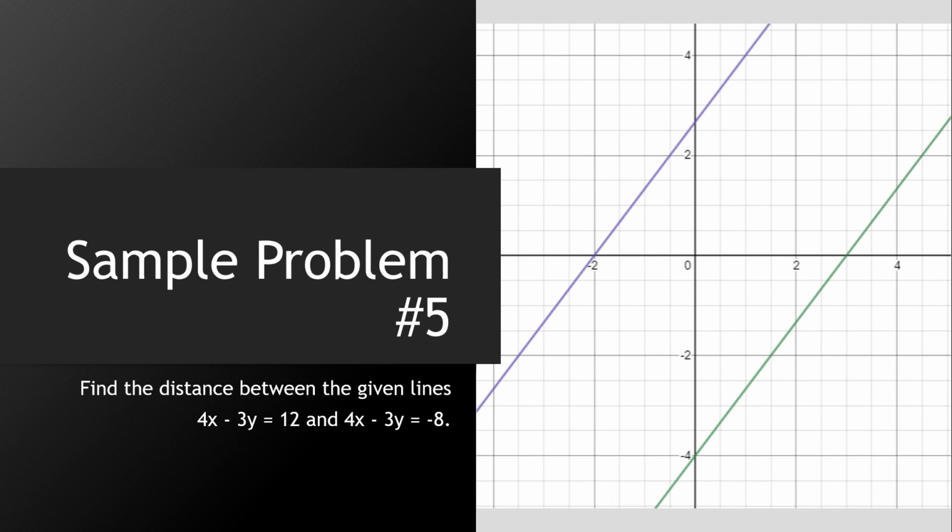So final problem for this lesson. Find the distance between the given lines 4x minus 3y is equal to 12 and 4x minus 3y is equal to -8. First we want to change the equation of the lines into general form. Transpose this to this side of the equation. So we have 4x minus 3y minus 12 is equal to 0, and 4x minus 3y plus 8 is equal to 0.